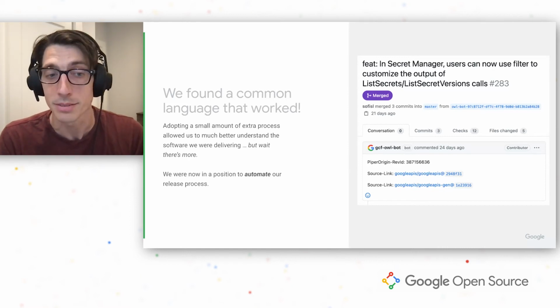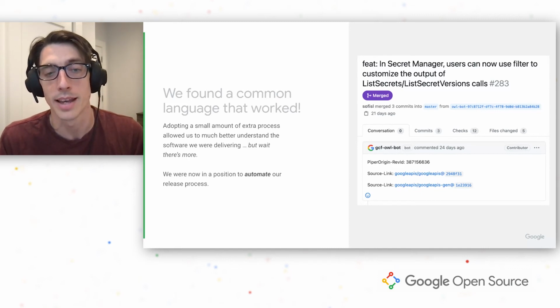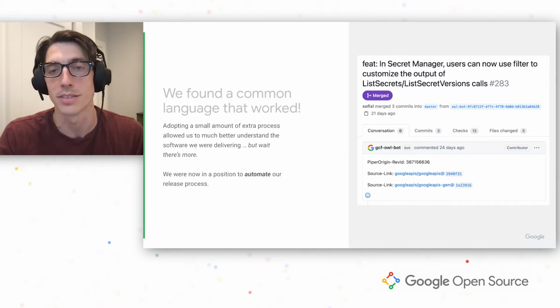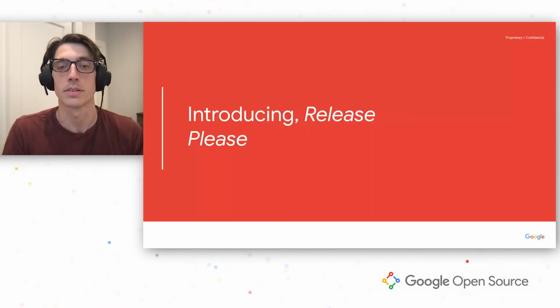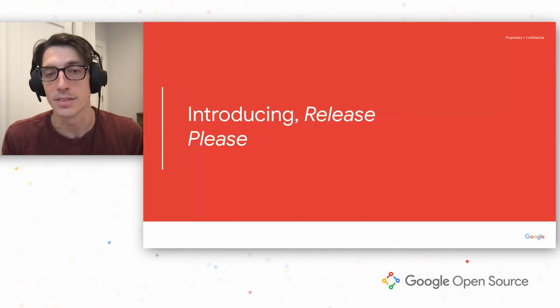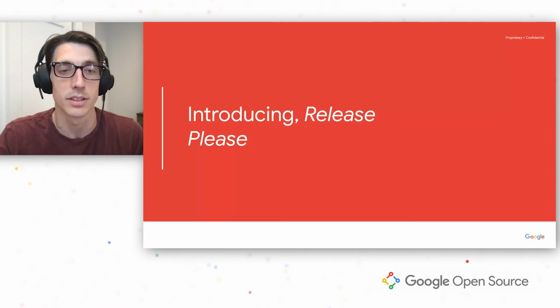But wait, there's more. The nice thing about this was we now had a structure that a machine could also learn, and we were in a position that we could actually start to automate our release process. So what I'd like to introduce to you now is the tool we wrote called Release Please, which is what we've been using to automate our client library releases based on these standard commit messages.